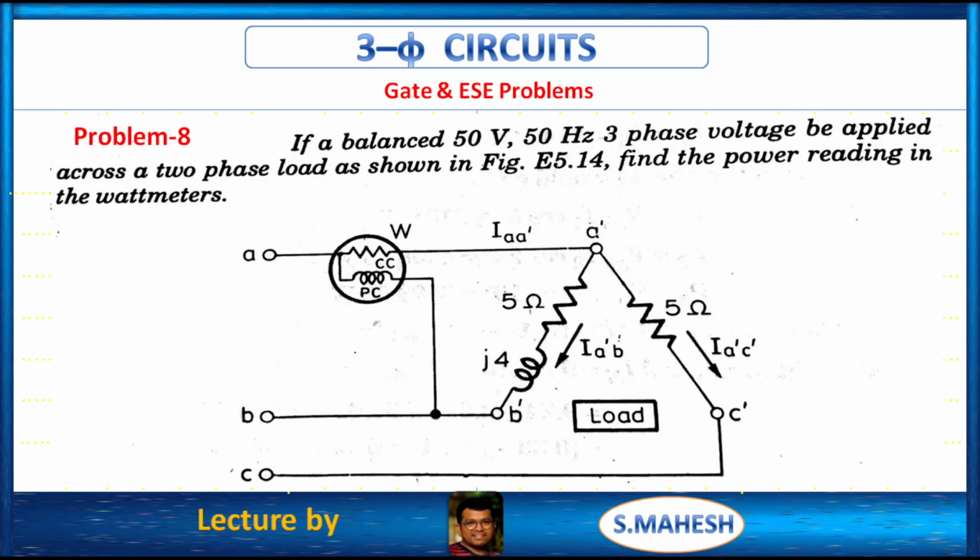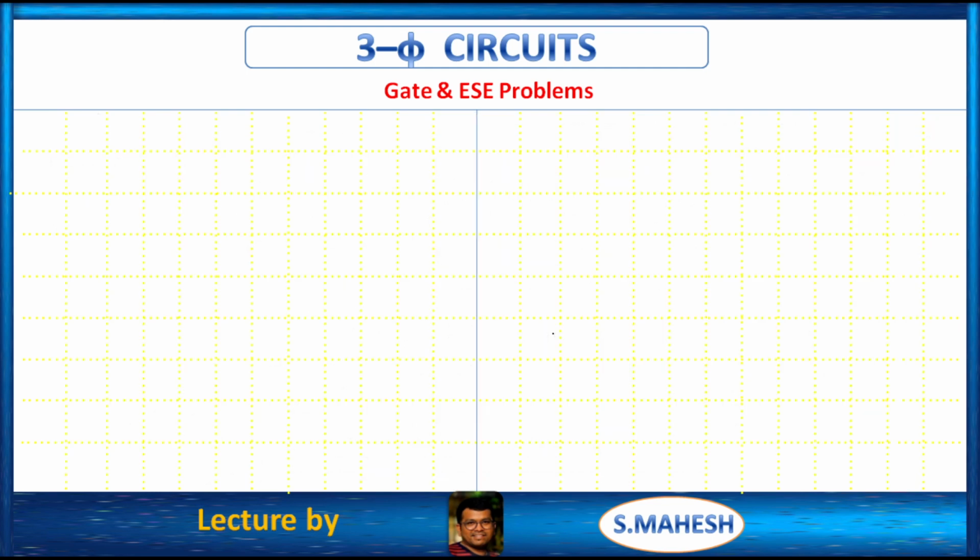VAB is what? 50 at an angle 0, right? And VBC 50 at an angle minus 120. VCA is nothing but 50 at an angle 120 degrees. Clear. Given that between A dash and B dash 5 plus j4, like that between A dash and C dash 5, the load is unbalanced, right? Then we have to calculate the required data.